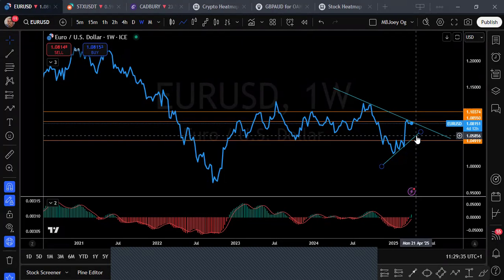So there is nothing like I'm 100% certain that this is where the market is going to go. We are only looking at it from the angle of this is the possibility of where the market is going.